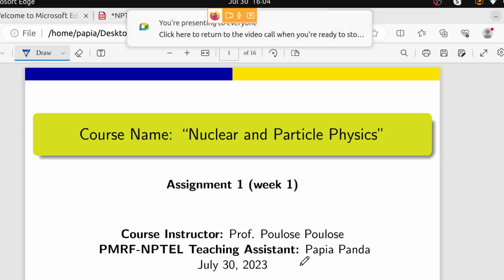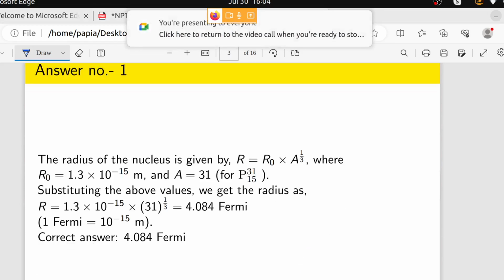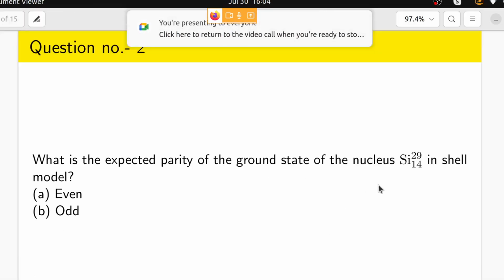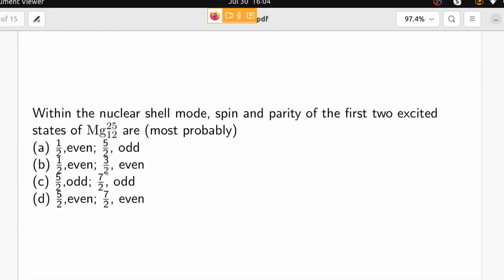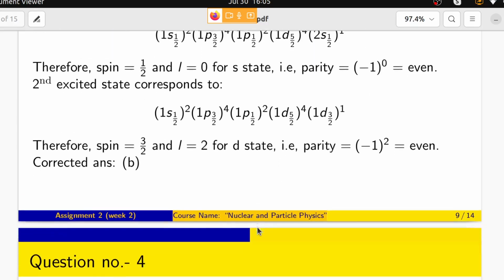Then in the next question, what is the expected parity of the ground state of the nucleus silicon-14 29 in the shell model? Is it even or odd? That type of question is there. And then coming to the third one, all the questions are basically based on the nuclear shell model. Within the nuclear shell model, the spin and parity of the first two excited states of magnesium-12 25 are asked. So I will not tell about these things.